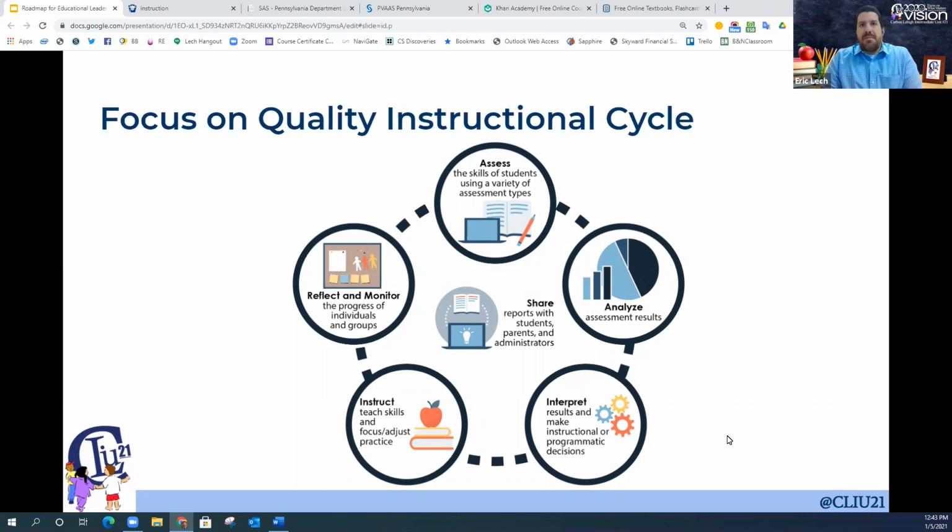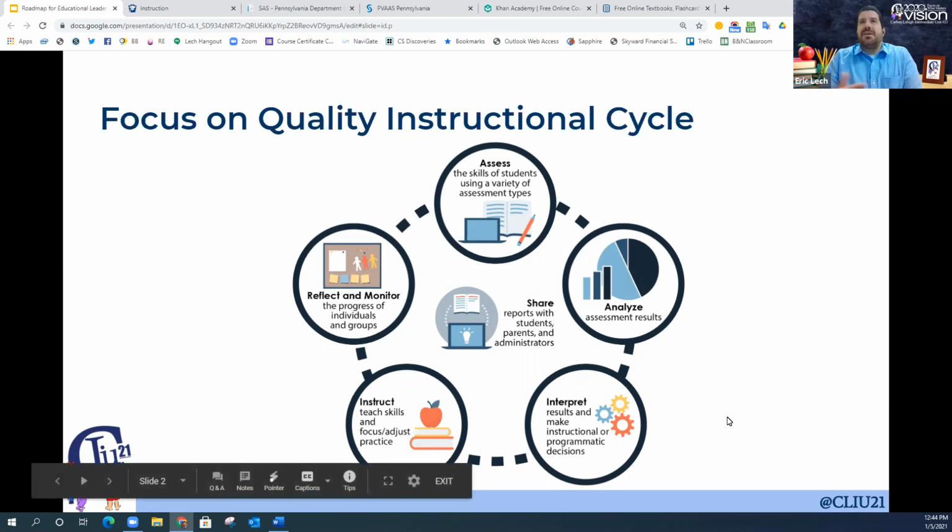As we consider some major components of the instructional cycle, like assessment, analysis, interpretation, instruction, reflection, and monitoring and sharing, we will talk about ways that we can continue this process in a way that helps us to prepare students and continue their education in the best way possible moving forward in this 2021 school year and beyond, being considerate of things that have occurred in the past.